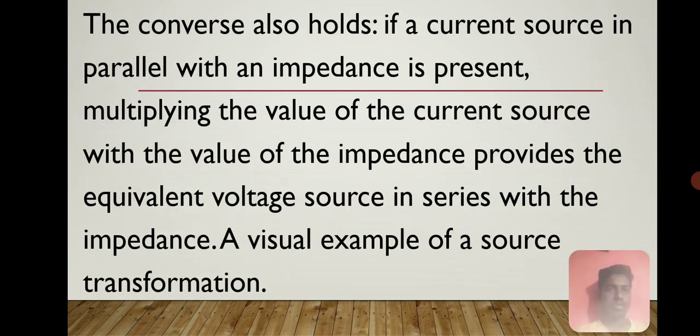The converse also holds if a current source in parallel with an impedance is present. Multiplying the value of the current source with the value of the impedance provides the equivalent voltage source in series with the impedance. A visual example of a source transformation.